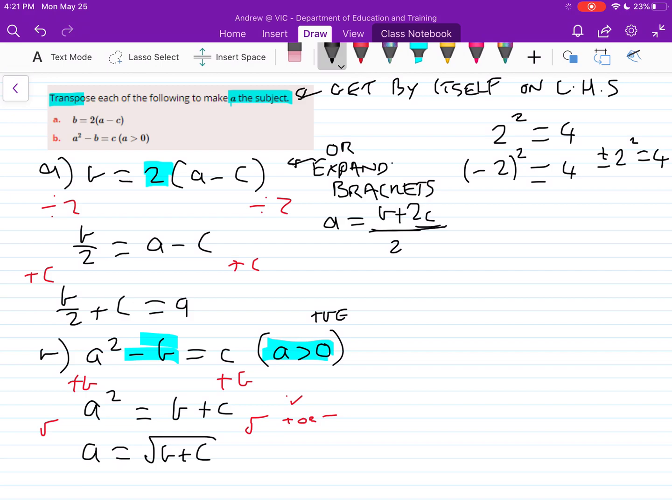Alright, that's how you go about making a the subject. So hopefully this helped, especially with doing the squares, okay, of rearranging these equations. So hopefully this helps, and good luck.